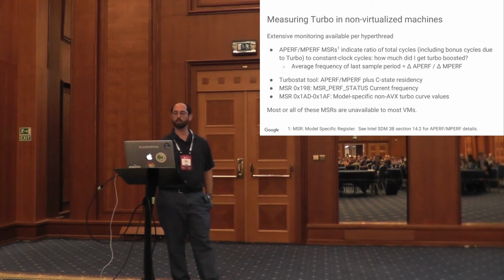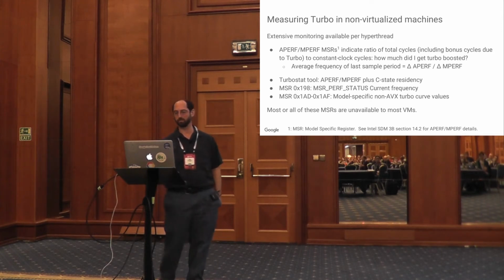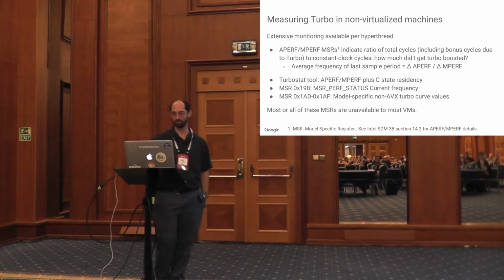APERF and MPERF both stop ticking when cores are halted, so if you're halted a lot, you're not going to go below 1.0. It's only going to tell you the turbo history you had when you were actually running. If you look at turbostat, which is in Linux tools, it has a bunch of formulas for calculating this. They use the APERF and MPERF ratio plus some model-specific information about C-states. They don't document the formulas, but they're fairly easy to read out of the code, and it's informative.